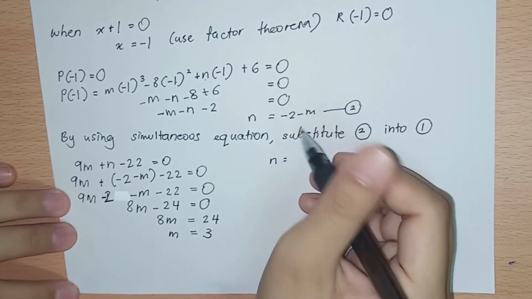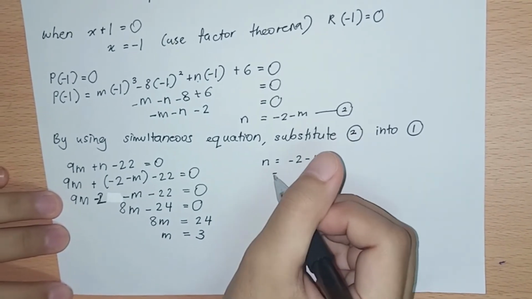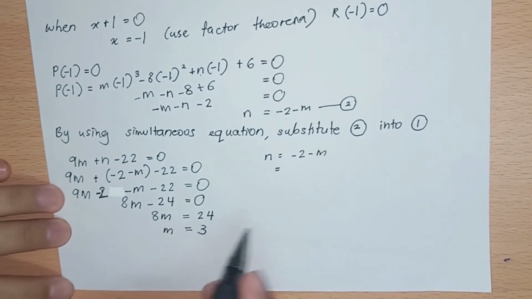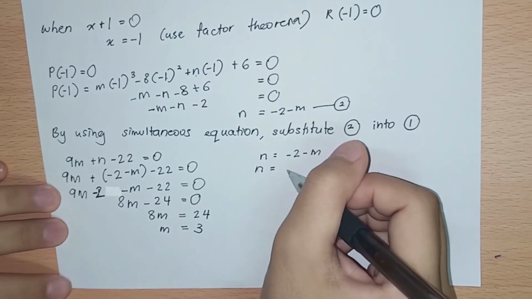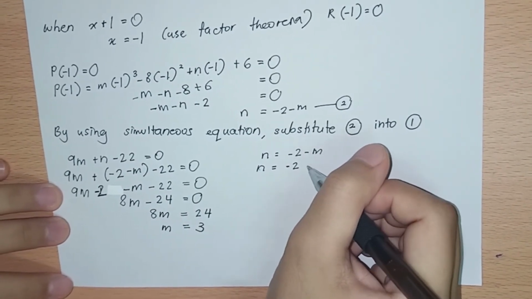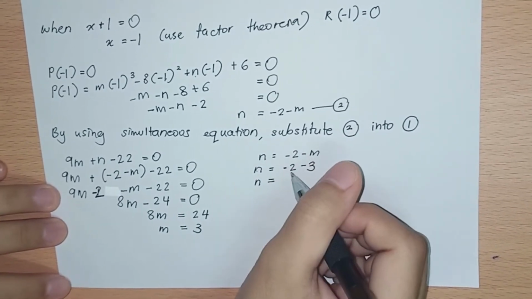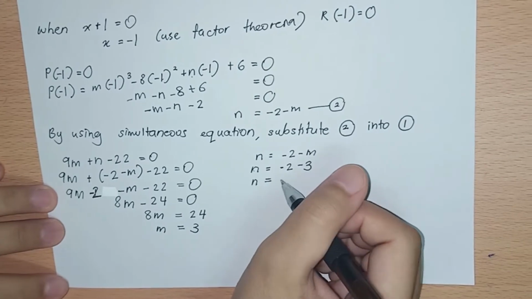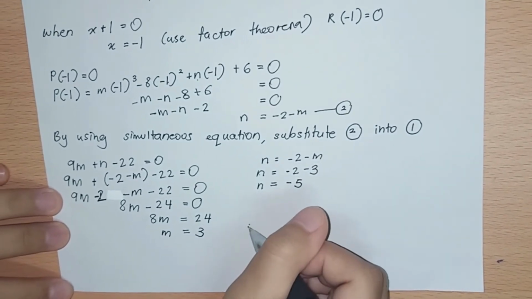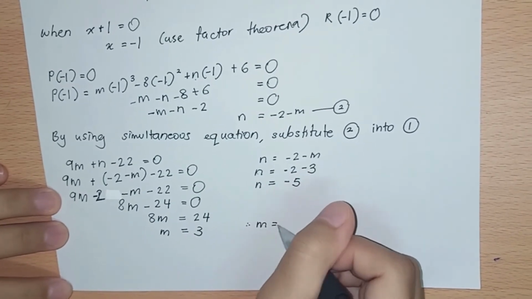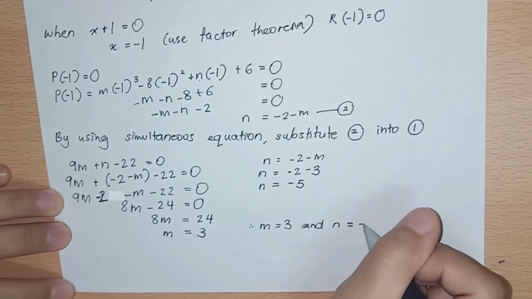So from equation 2, n is equal to negative 2 minus m. We substitute the value of m into this equation. So it will be n equal to negative 2 minus 3. So n will be equal to negative 2 minus negative 3. It will be negative 5. Therefore, m is equal to 3 and n is equal to negative 5.